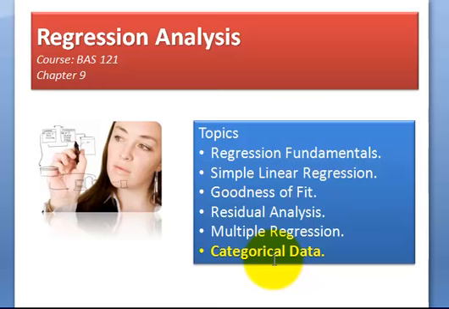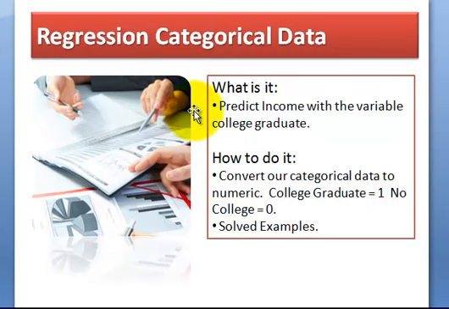Last thing we want to talk about in this chapter is what about categorical data? Now remember what categorical data is. That's like, did they graduate from college or didn't they graduate from college? It's not a number, it's a yes, no. Well, if we think about this for a second, that might come in very handy if what we're trying to do is predict income levels. Whether you graduated from college might be a good predictor of whether you have high income.